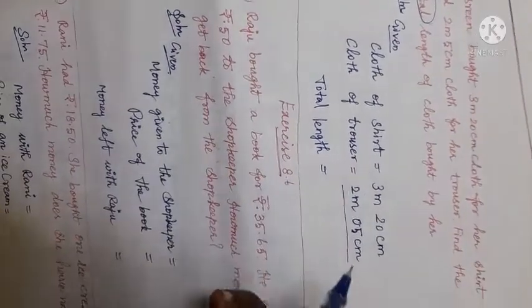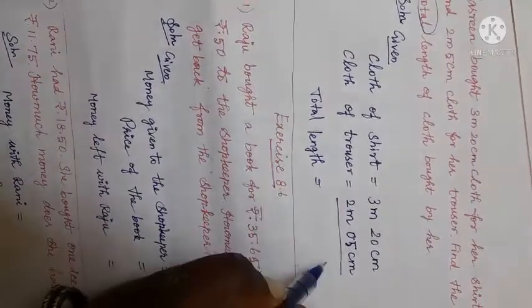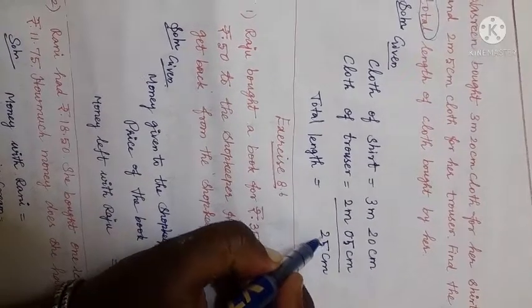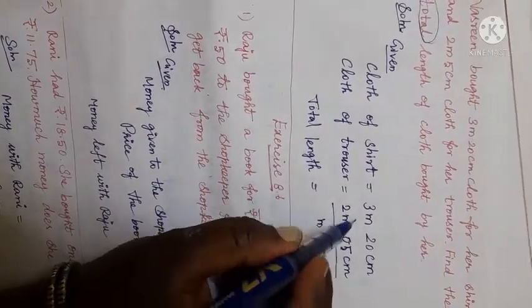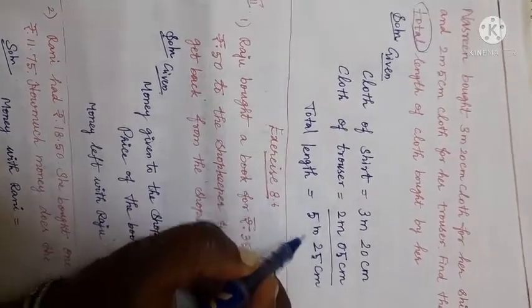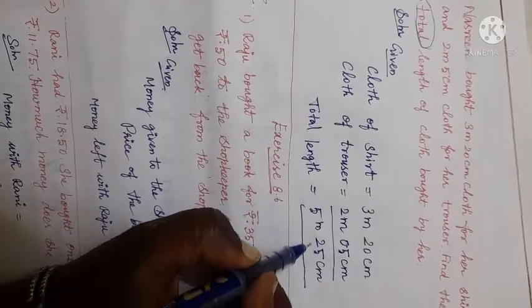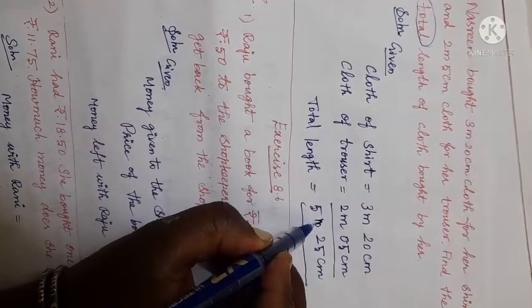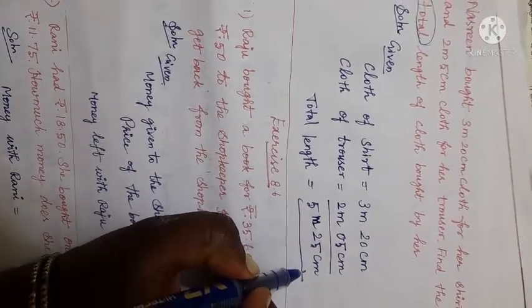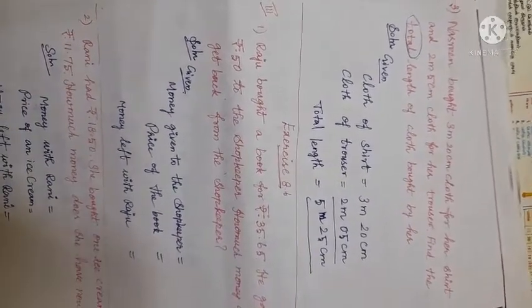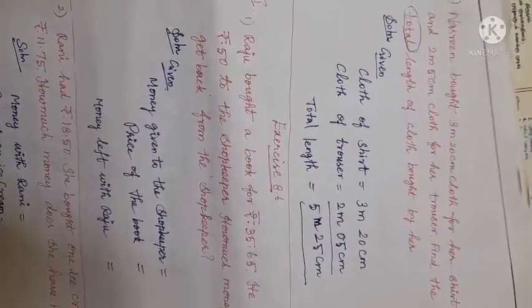Total length is how much? Total means you should do your addition. Centimeter 5 plus 2, 7... meter 3 plus 2, 5. So 5 meter 25 centimeter. 5 meter 25 centimeter, this is your answer. Okay, this is the exercise 8.5.